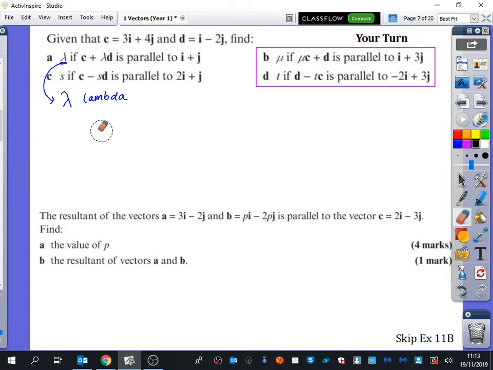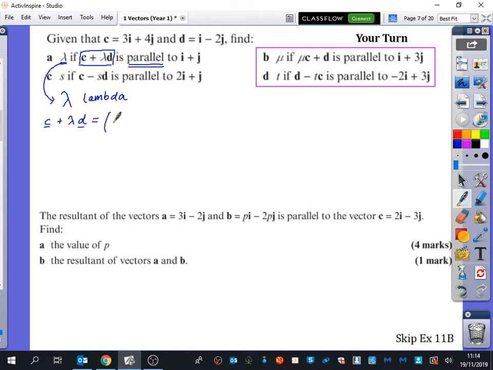So we're going to try and find out what lambda is, and it says if C plus lambda D is parallel to I plus j. So there's quite a few things that are going on here. Looks like we've got this thing here, first of all, that we're going to work out. Then we've got something that it is parallel, and then we've got another vector. We'll deal with this thing first, and then we're going to come back to what the word parallel will mean with vectors. So we're first of all going to say what C plus lambda D is actually equal to.